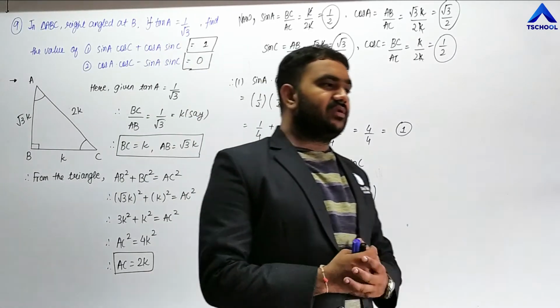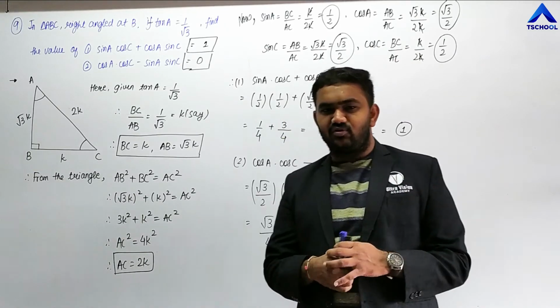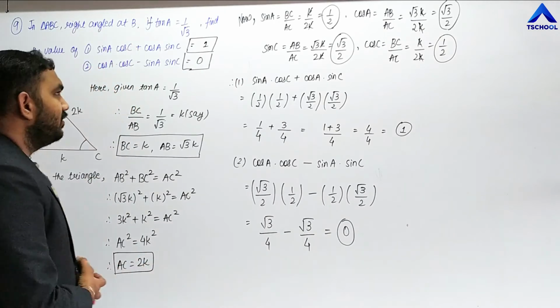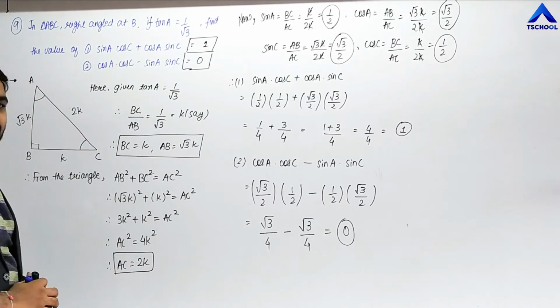Look at the question, and seeing the question, first find out the ratios that you need, and then once you find out all of these ratios, simply put down the values.